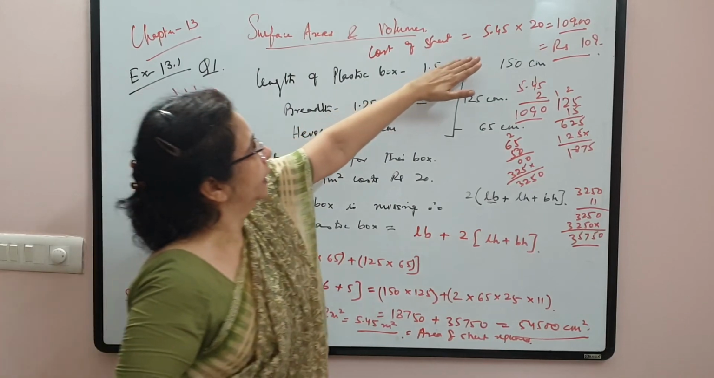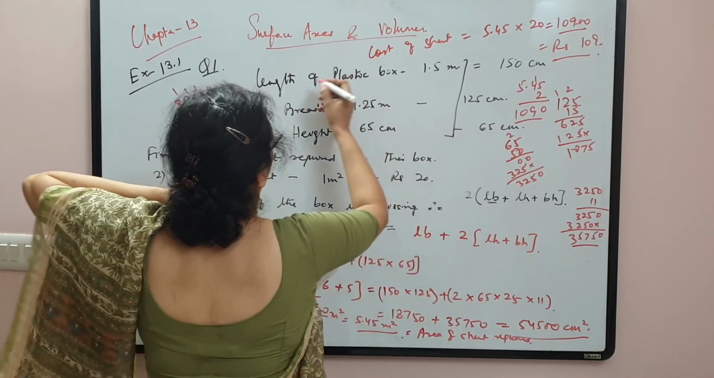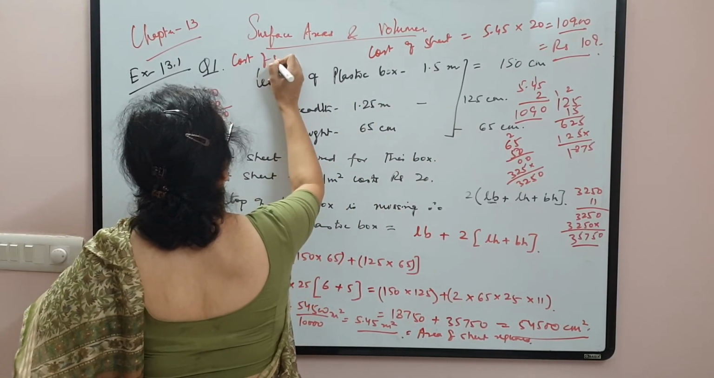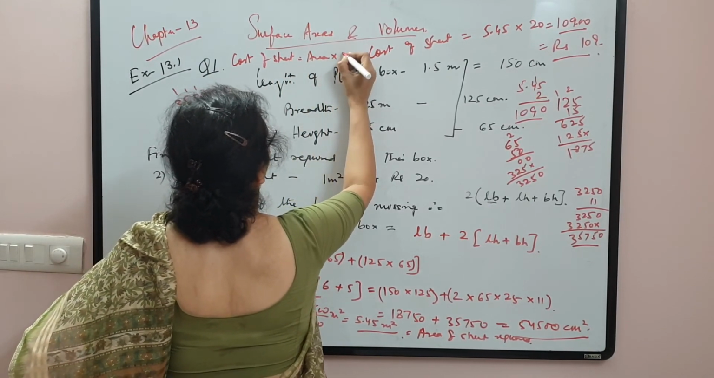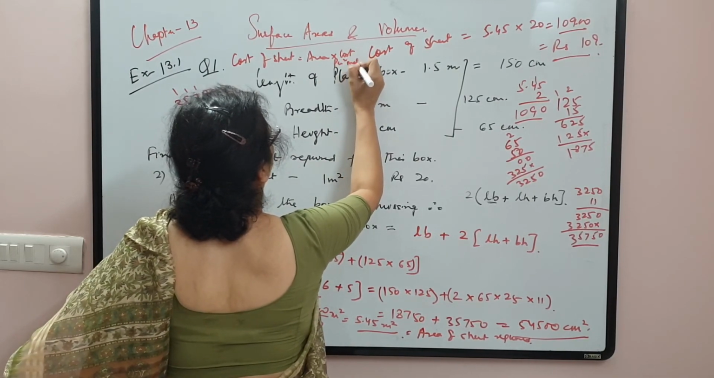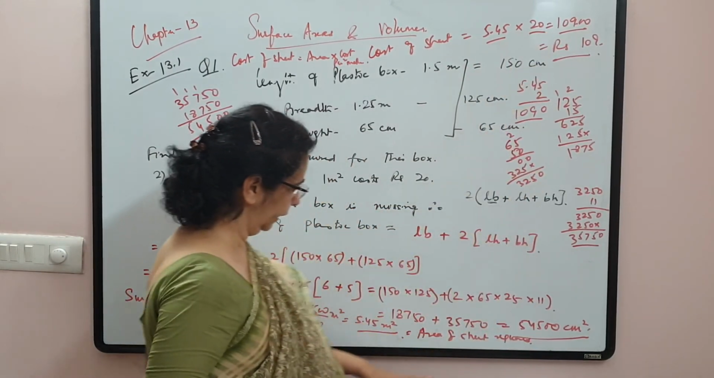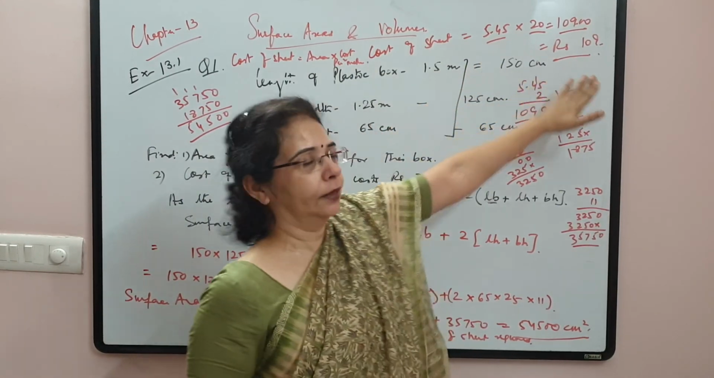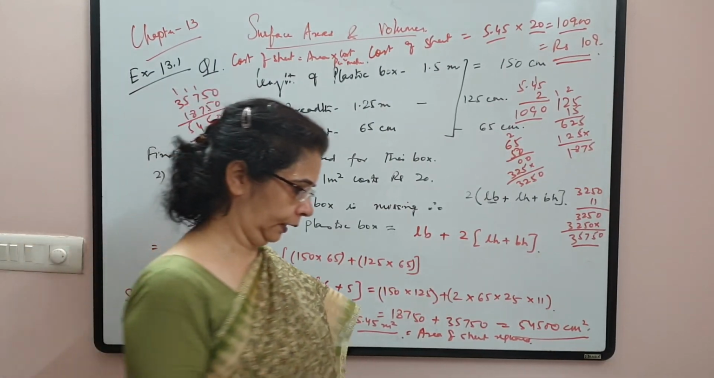So what will be the cost of the sheet? Cost of the sheet will be area multiplied by cost per square meter. You will write the formula here also, children. Cost of sheet is area of the sheet multiplied by cost per square meter. Okay, cost per square meter is 20, this is given. So 5.45, the area that you have calculated, area of the sheet required, multiplied by 20 is rupees 109. So the answer of the second part of your question is rupees 109.